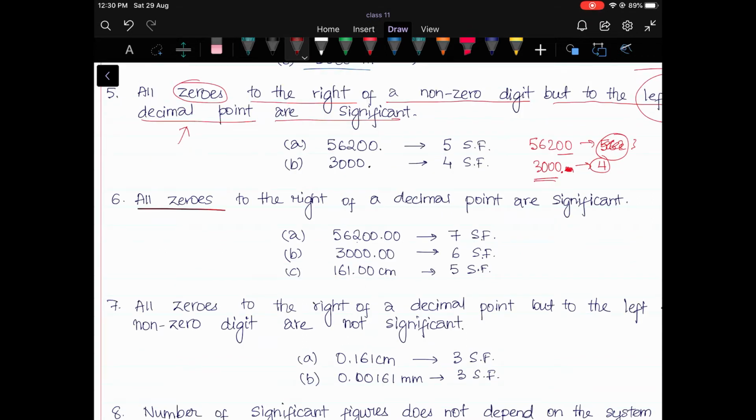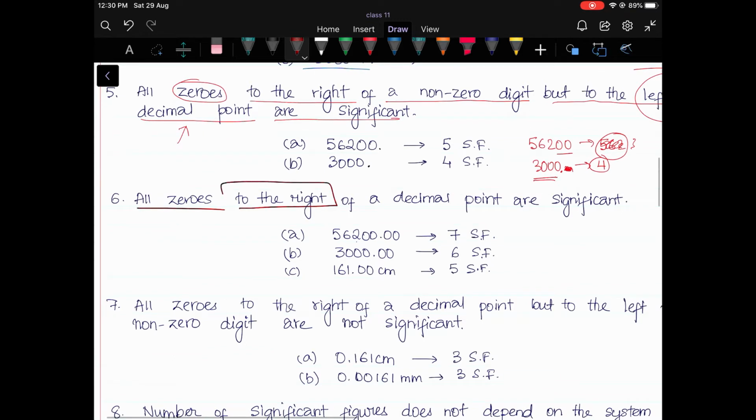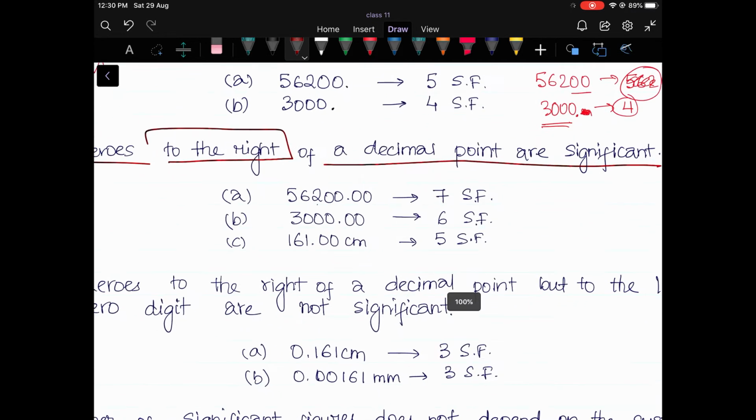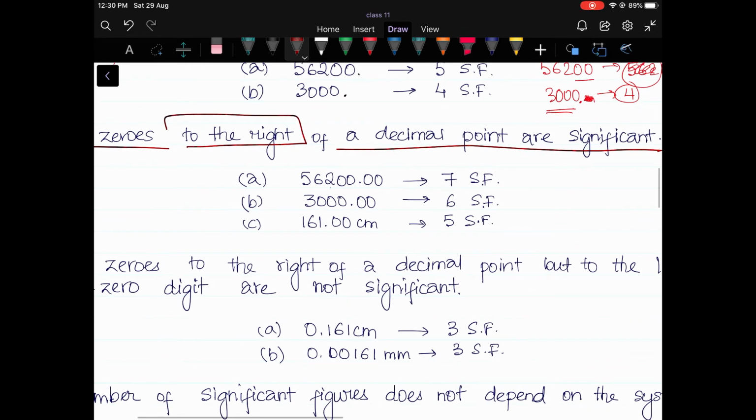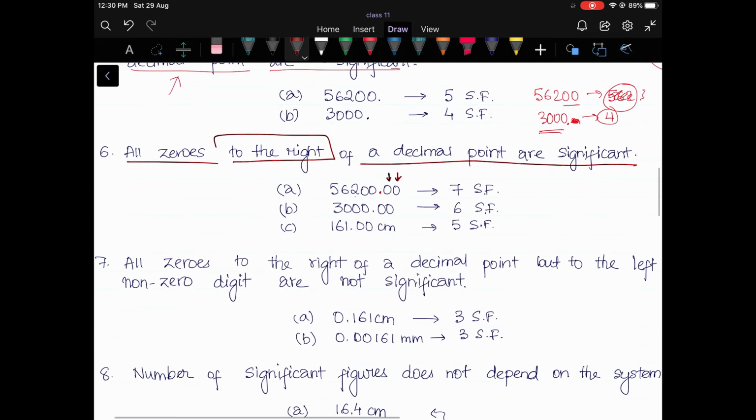Then we have this next rule where we say all zeros to the right of a decimal point are significant. So see, here we have this decimal point, and we have written some zeros after the decimal point. The rule says if you are writing like that, these zeros are also counted as significant. These zeros we have seen already are significant because there's a decimal here. So total of 1, 2, 3, 4, 5 and 6 and 7. There are 7 significant figures.